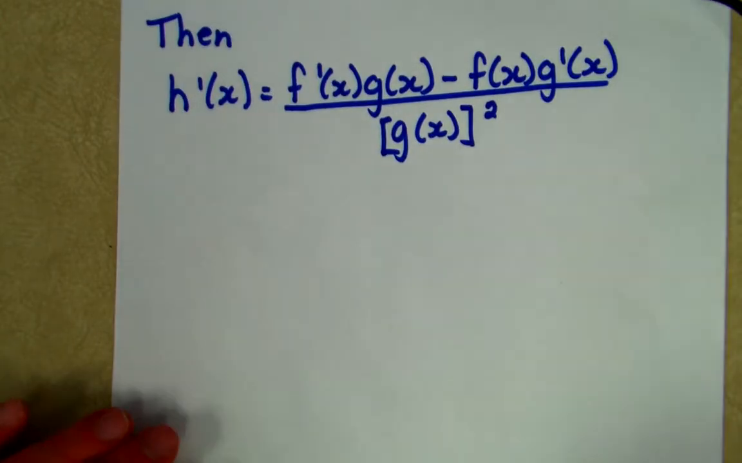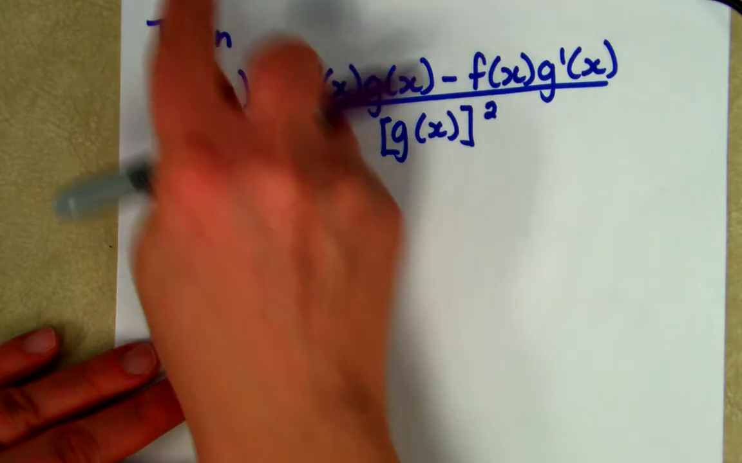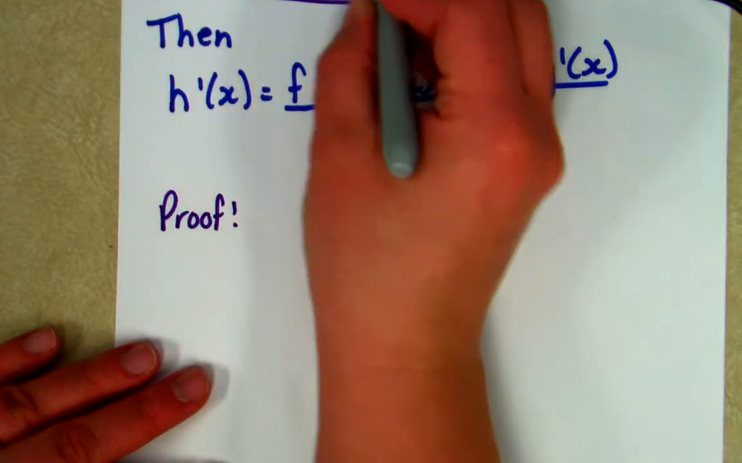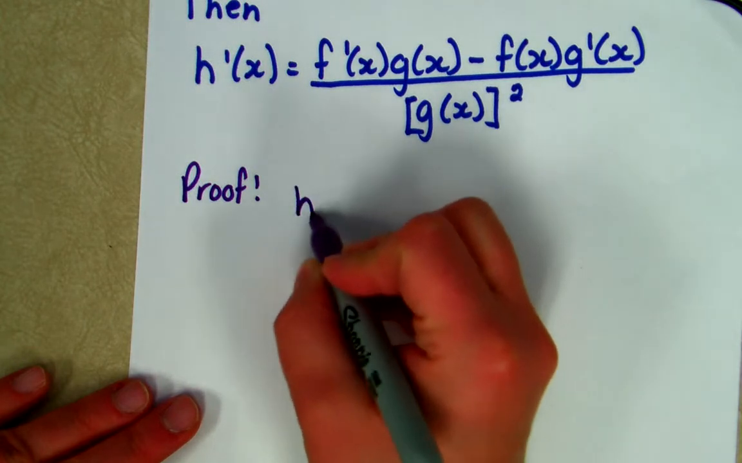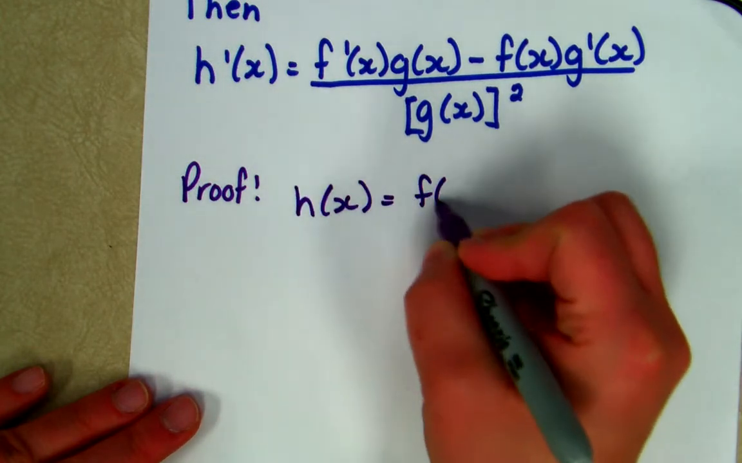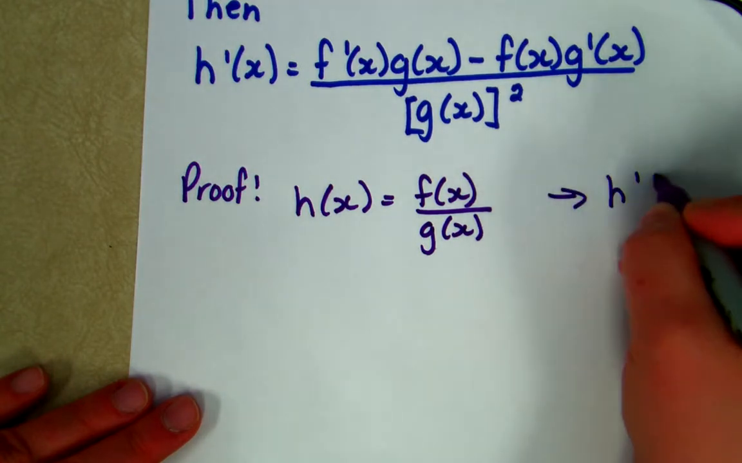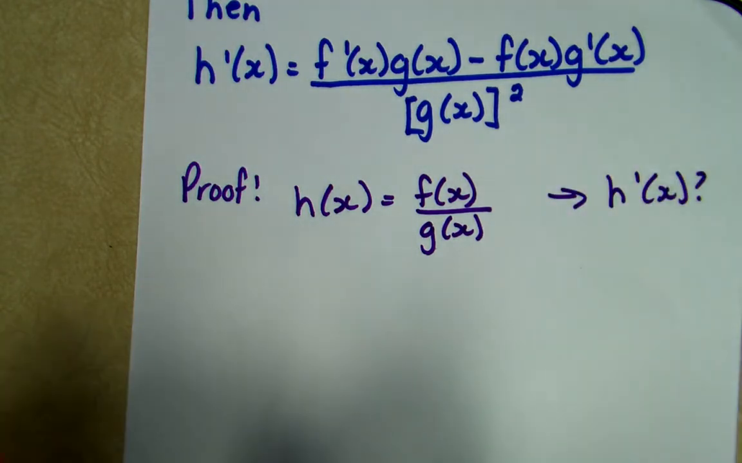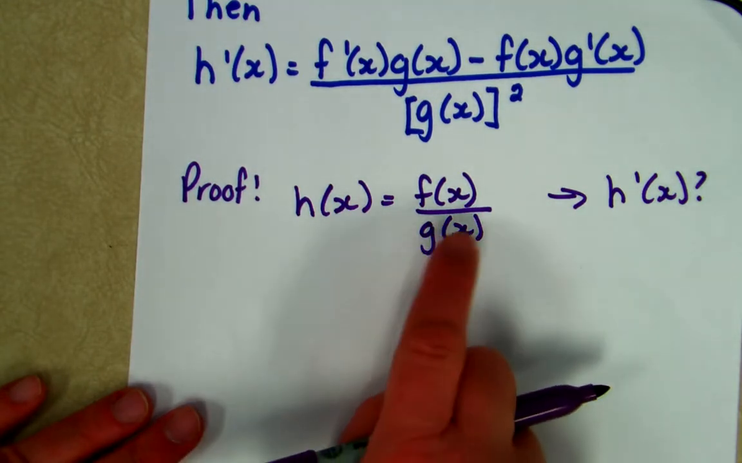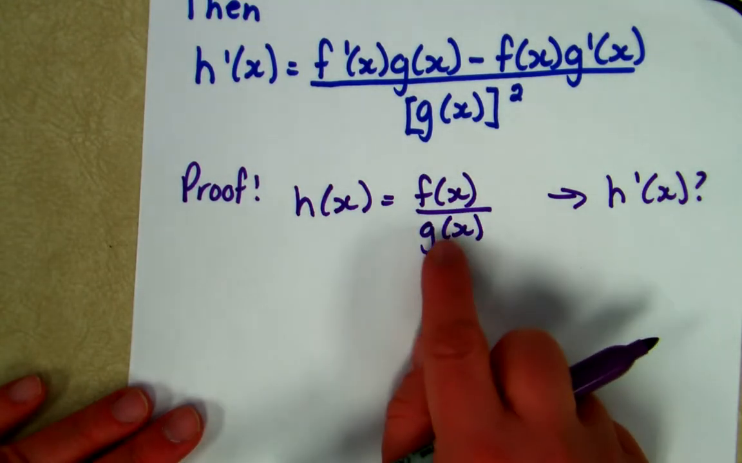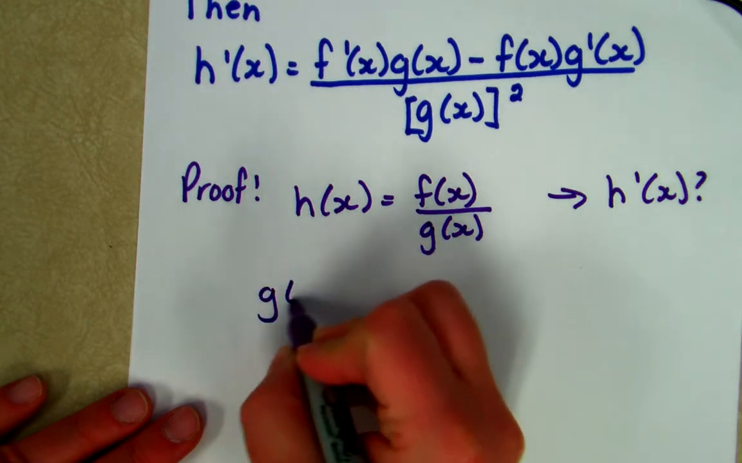Give myself some room. So we're going to start with the fact that we have a quotient function. So h at x equals f at x over g at x. And the whole point of this proof is to figure out what h prime at x is. Now, I don't know how to deal with a quotient yet, so I'm going to rewrite this as a product. Since g at x is dividing my f at x, I can bring g at x to the other side and multiply it.